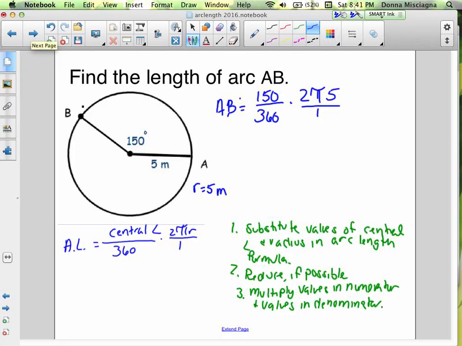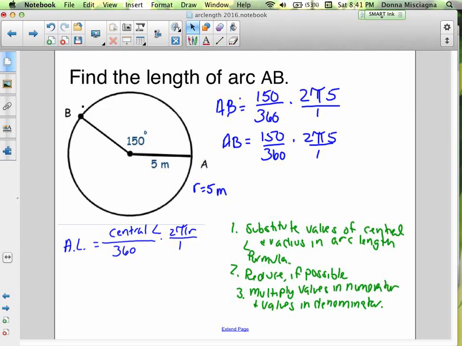So step 2, I'm going to write this again. You don't have to. You can just reduce right where you are, but I want the original to stay for the notes. You can reduce within a fraction and from numerator to denominator when you are multiplying. First of all, what are some things I could reduce? Well, I see I have 150 and 360. They're both divisible by 10. I could cancel out those 10s.